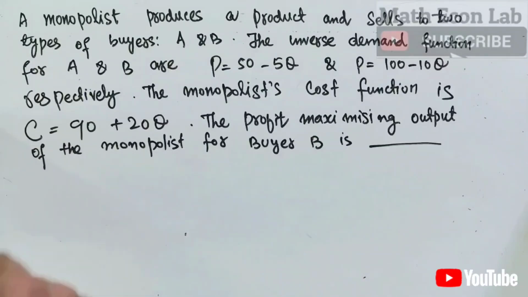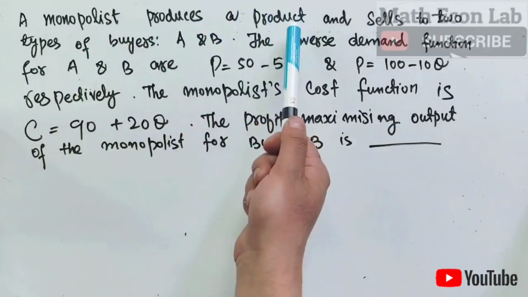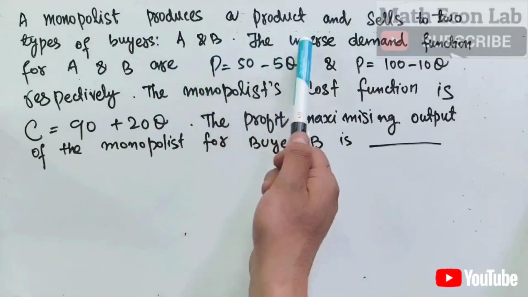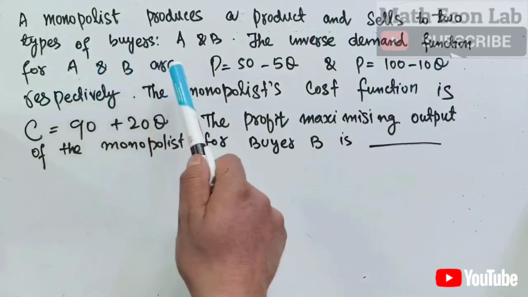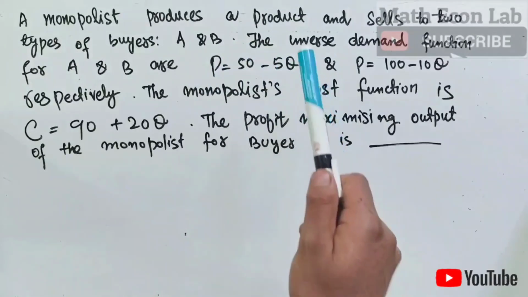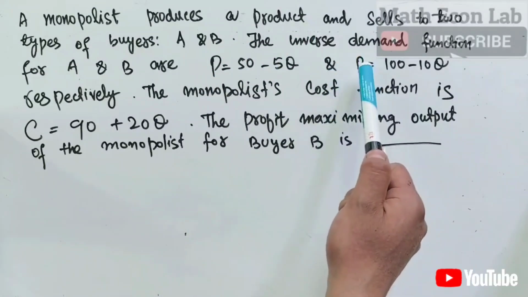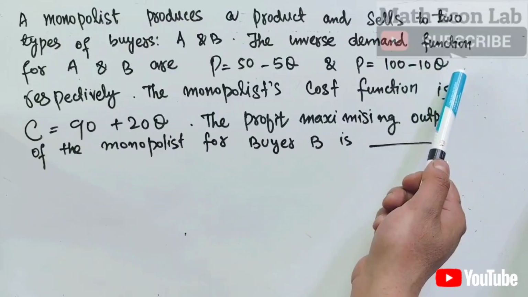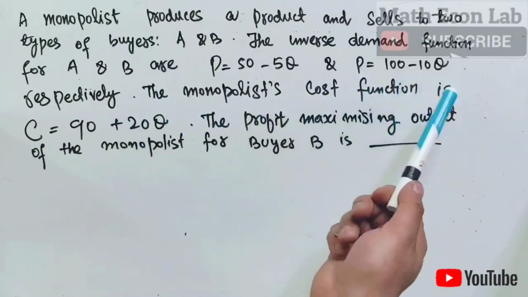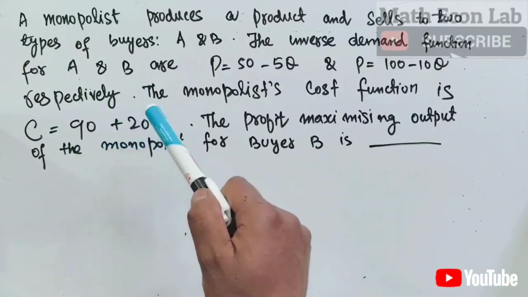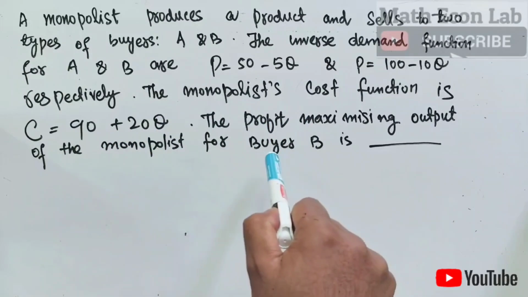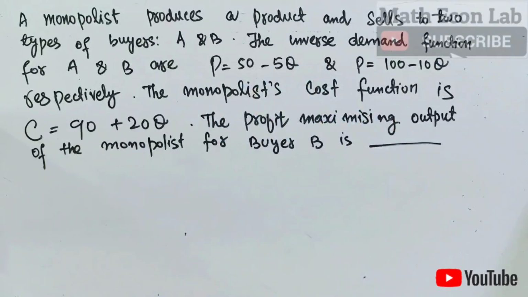Next question is, a monopolist produces a product and sells to two types of buyers, A and B. The inverse demand functions for A and B are P is equal to 50 minus 5Q, where P is the price and Q is the quantity of output, and P is equal to 100 minus 10Q for the second buyer, which is B, respectively. The monopolist's cost function is C is equal to 90 plus 20Q. We need to find the profit maximizing output of the monopolist for buyer B.